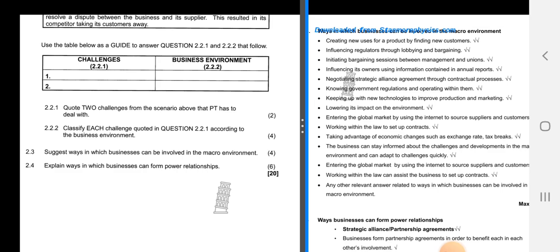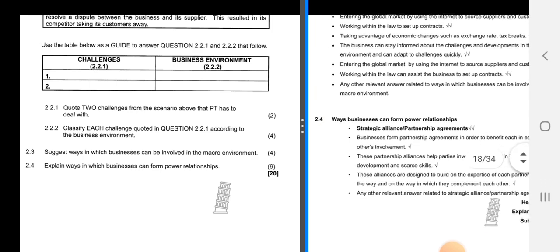They can create new uses for a product by finding new customers, influence regulators through lobbying and bargaining, initiate bargaining sessions between management and unions, influence its owners using information obtained in annual reports, negotiate strategic alliance agreements through contractual processes, and know government regulations and operate within them. So this is any other relevant answer as well. This is how you suggest ways in which businesses can be involved in the macro environment.